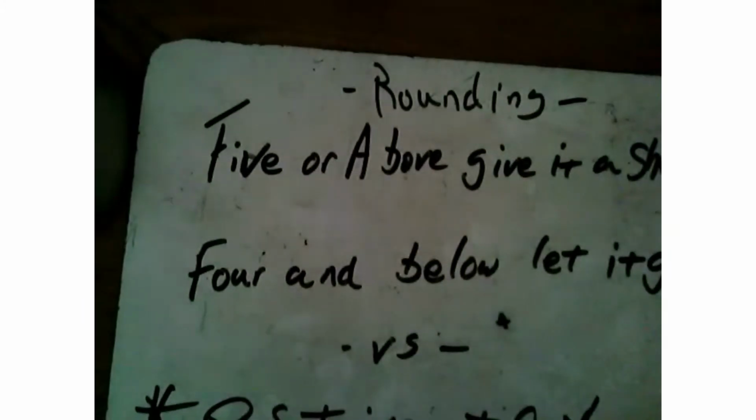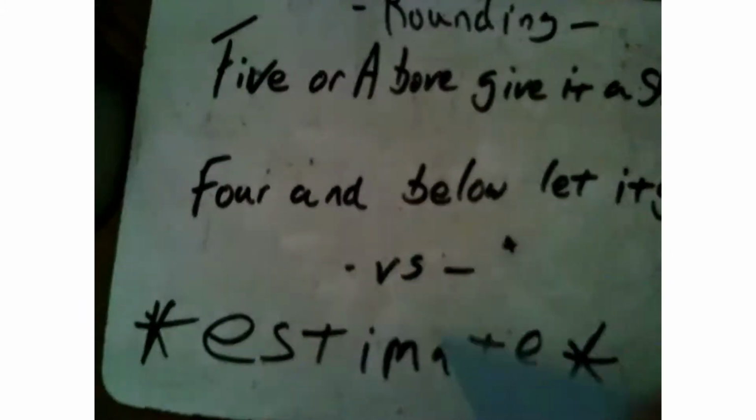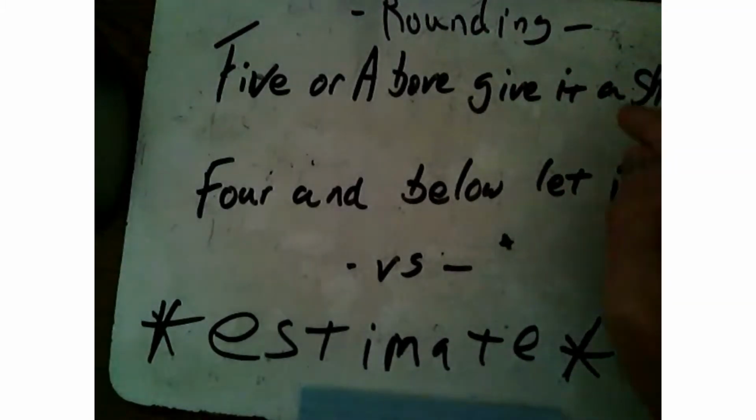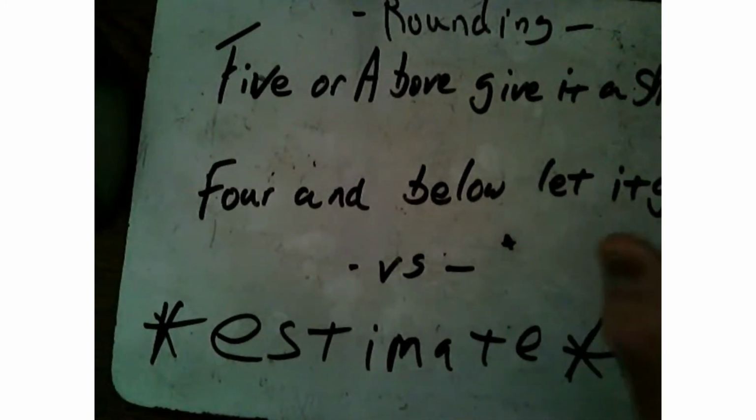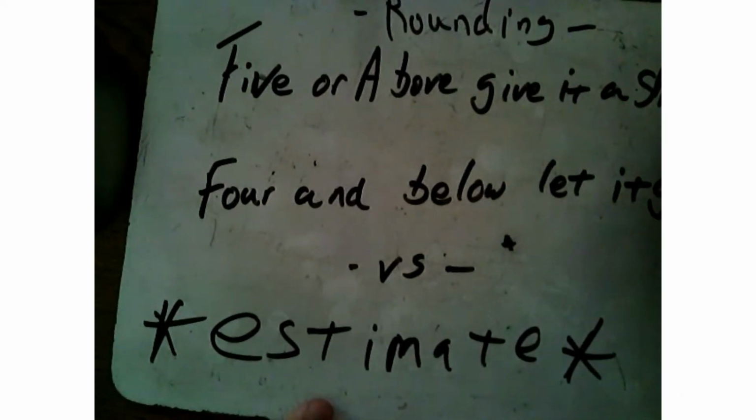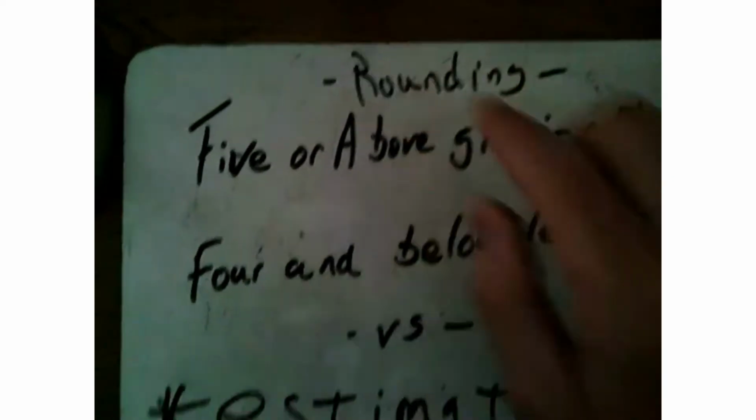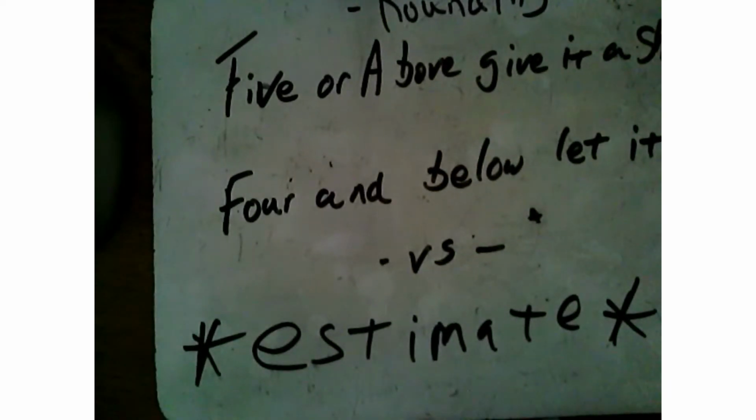Here's a good example. When we're rounding, we've got that clever little acronym: 5 or above, give it a shove, 4 and below, let it go. Estimating is just choosing a number that's very close to your number that will help you get your correct answer. They both have you change the number you're dealing with. Rounding forces you to change the number either up or down, which helps you deal with the number in an easier, more rounded way. Estimating does something similar, but it doesn't force you to. You can go up or down depending on what makes it easiest for you to solve the problem.